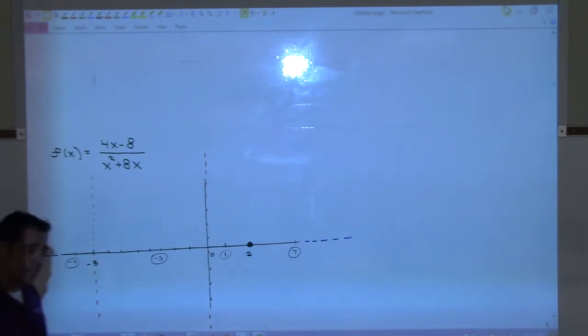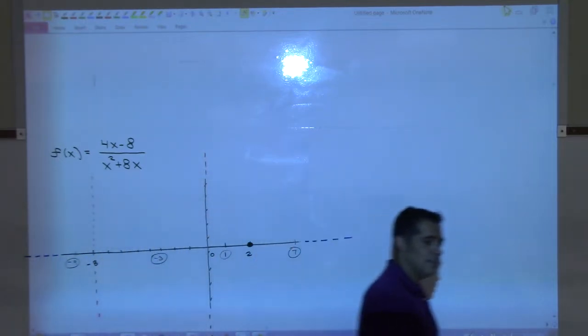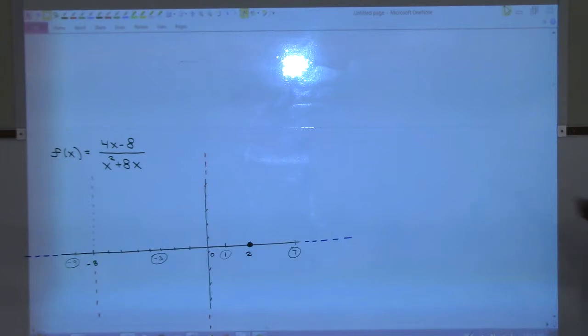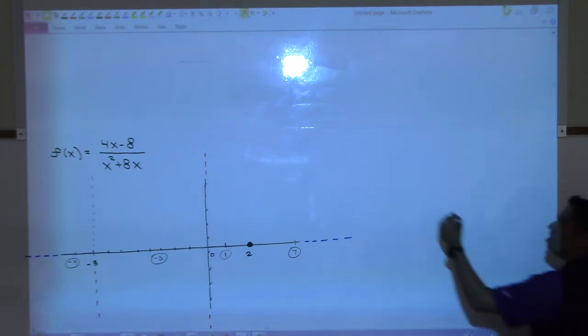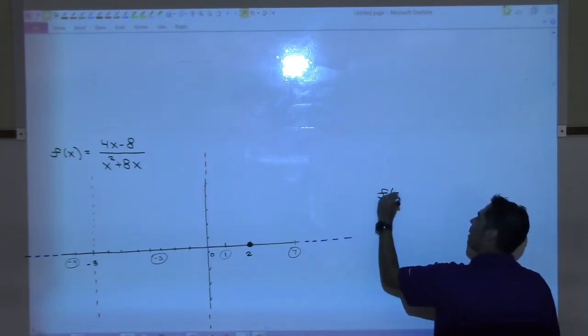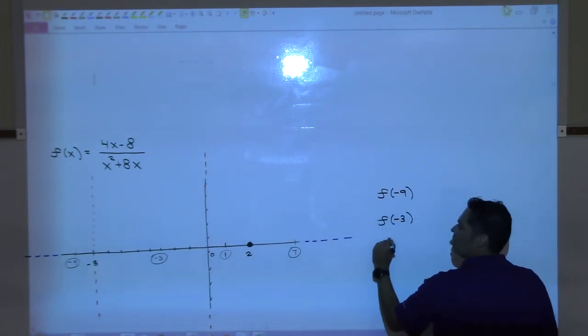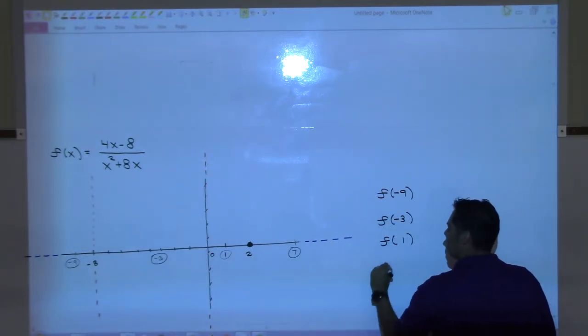Now what do we do with these? You're not going to like this. We plug these into the original function for x. So what we need to do now is figure out what's f of -9, what's f of -3, what's f of 1, what's f of 7.